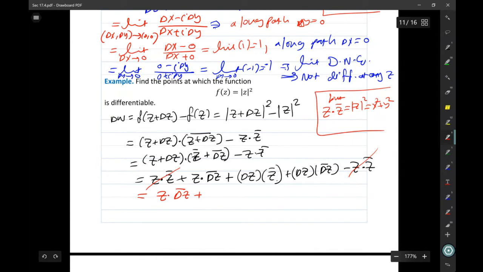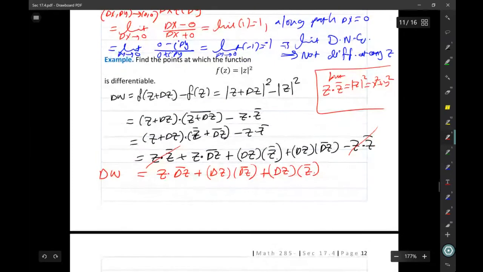plus delta z times delta z conjugate, and plus delta z times z conjugate. This is delta w. Now take a limit.